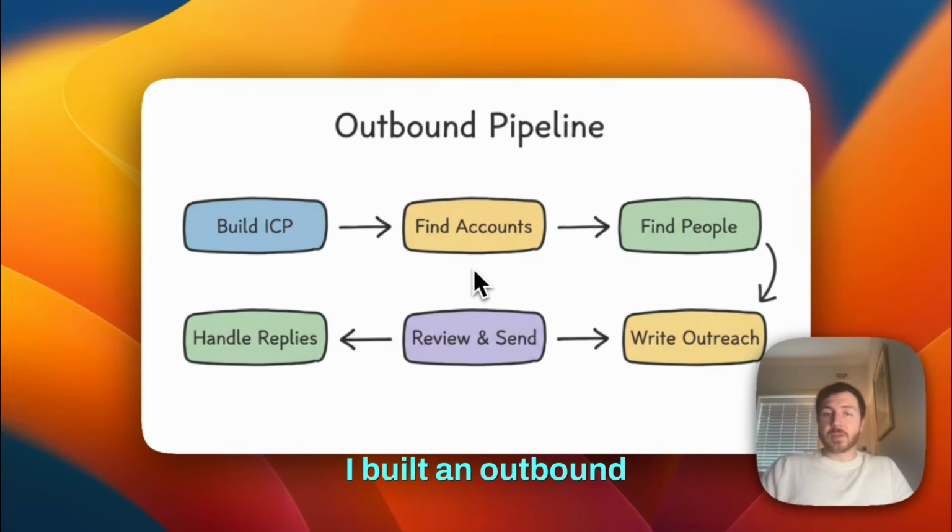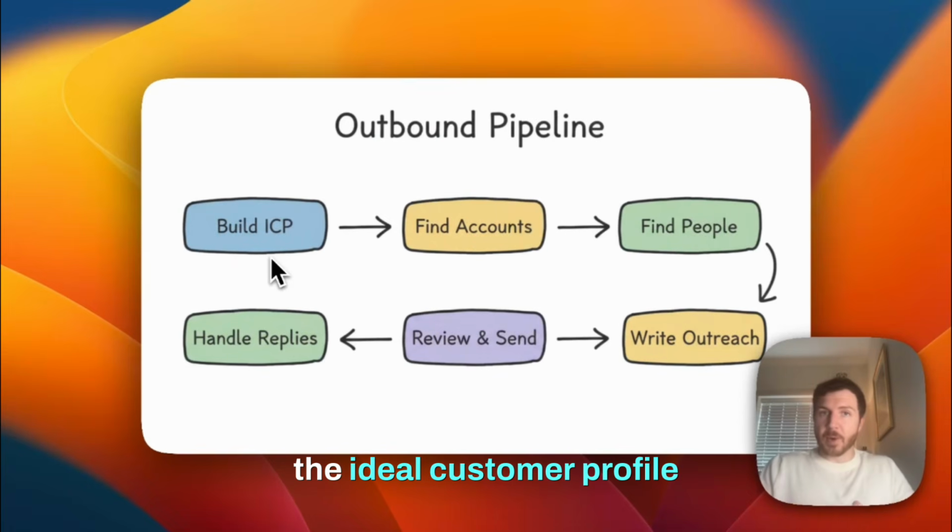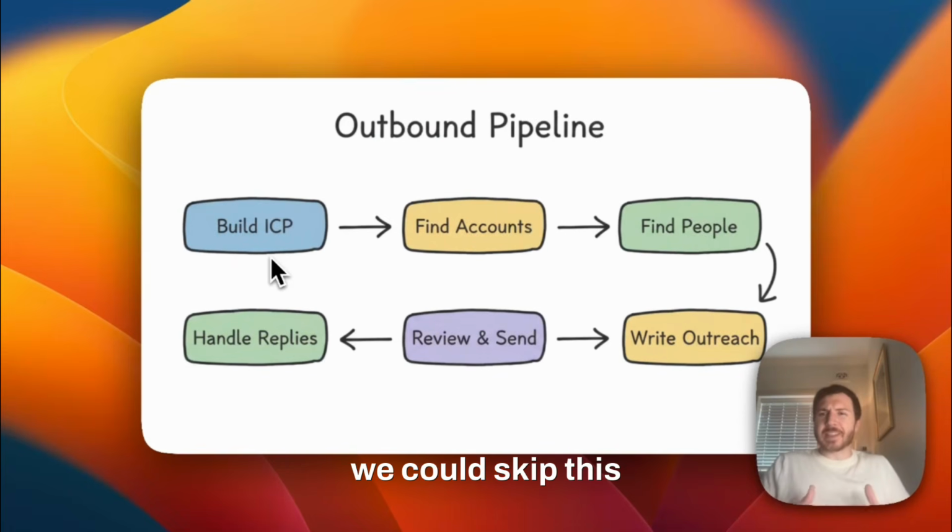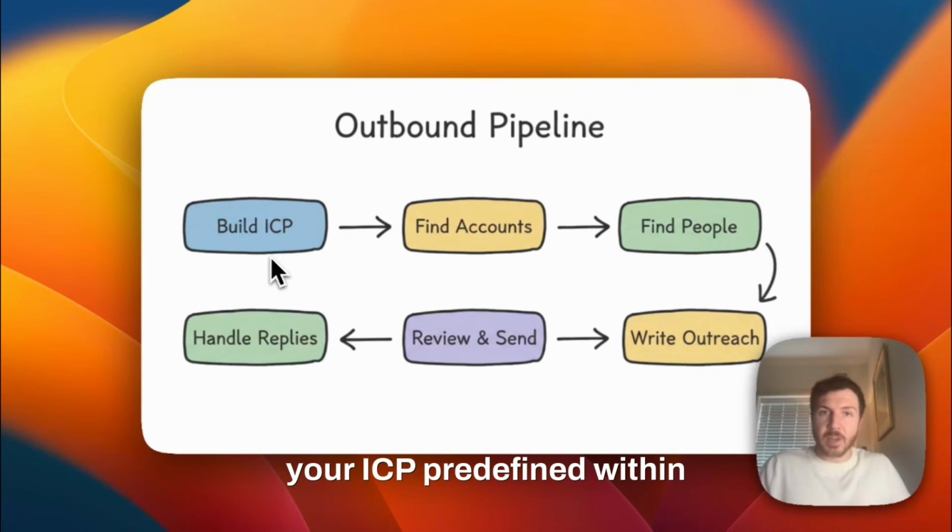I built an outbound outreach system with Claude Code that can run without me. So before I jump in, let me give a high level overview of how this works. The first step is that we'll build the ICP, the ideal customer profile. A lot of times we could skip this step because you'll have your ICP predefined within your agent.